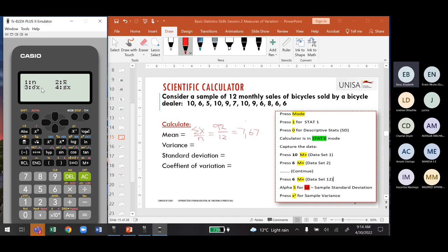Number three will give you your population standard deviation, and number four will give you your sample standard deviation. Always remember that. So let's look at our mean, which is number two. If I press two and I press equal, as you can see, I got the same answer as I had when I calculated things manually.